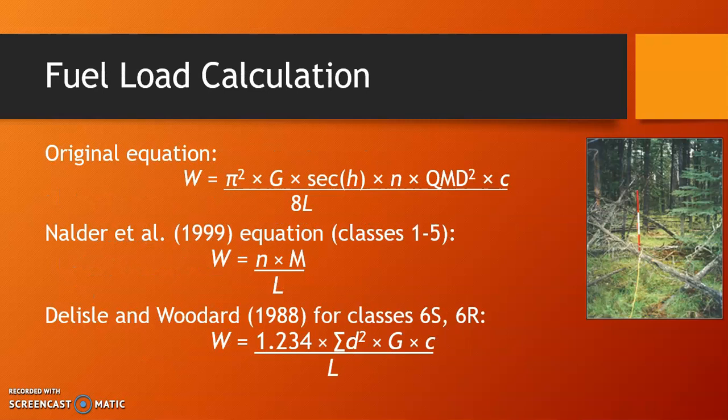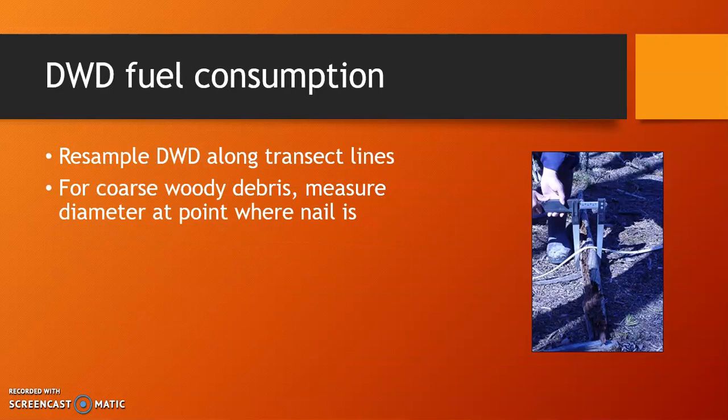So in Alberta, I would recommend going from this original equation to this simplified equation by Nalder for size classes 1 to 5, where they use an M factor. For pieces that are greater than 7 centimeters, or size classes 6, sound and rotten, I would use this equation you can find in Delisle and Woodard, where it uses the summation of the diameter squared of the large pieces, the specific gravity, and the slope of the line and the length of the line. So that's how you calculate fuel load.